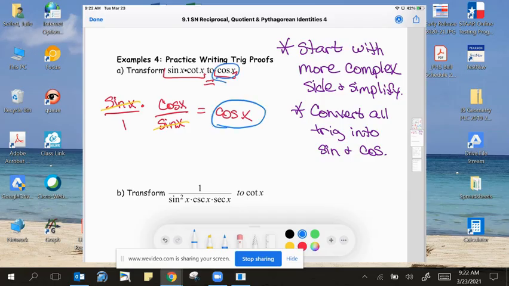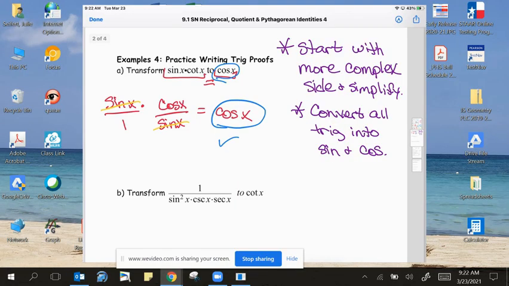We're done. This is what we were doing, showing by simplifying with known identities that that left side was equal to the right side. So when we converted cotangent into cosine over sine, that simplified to equal cosine x. That is what we were showing.